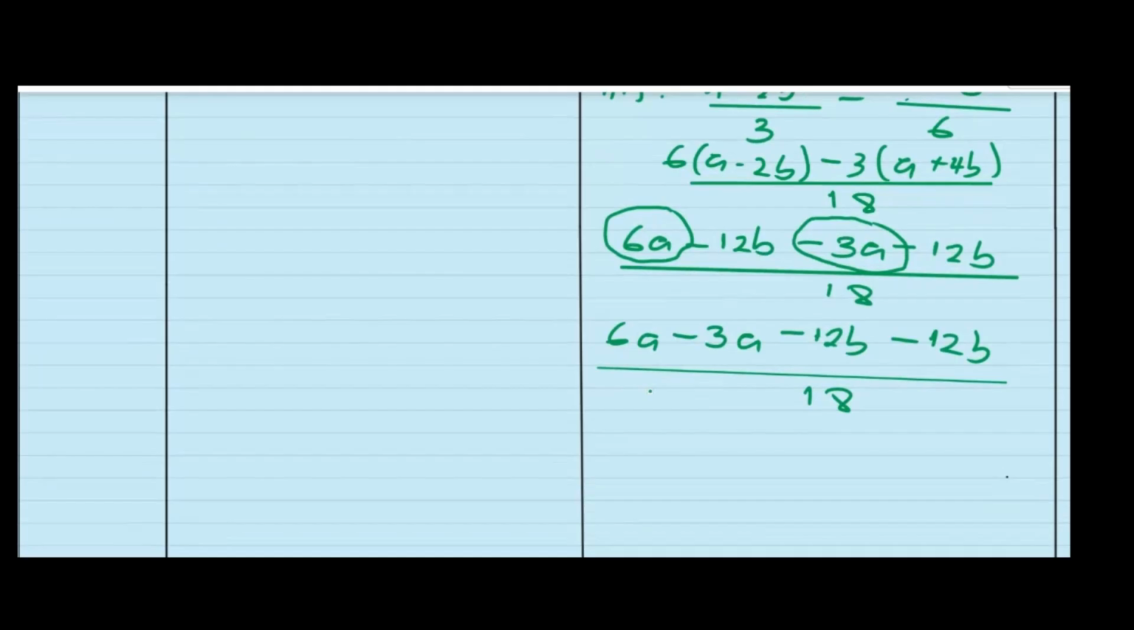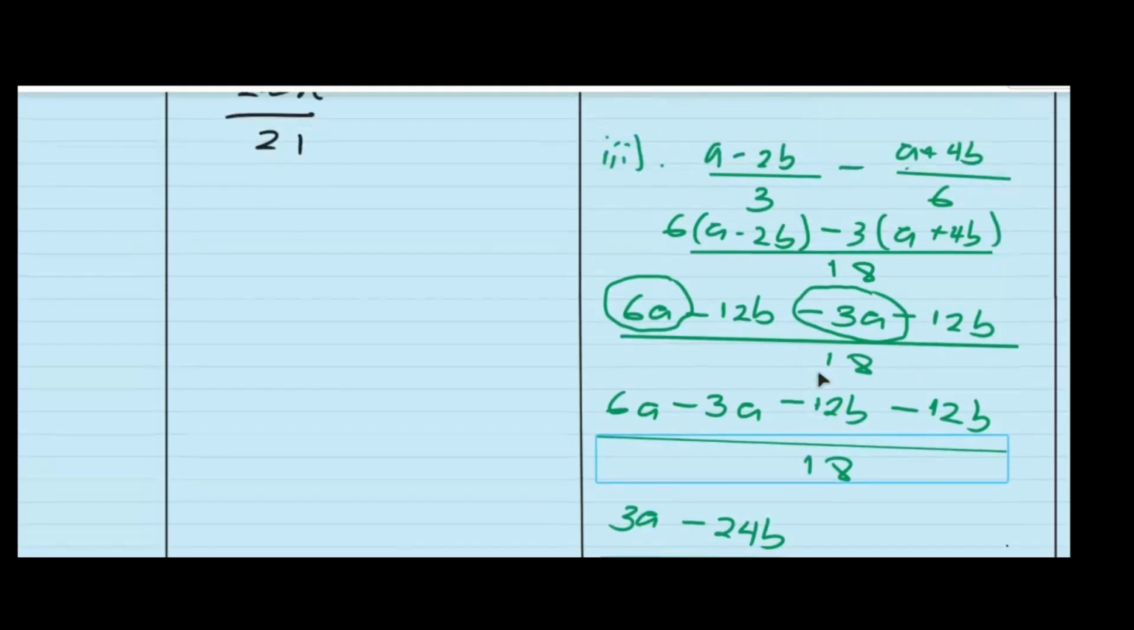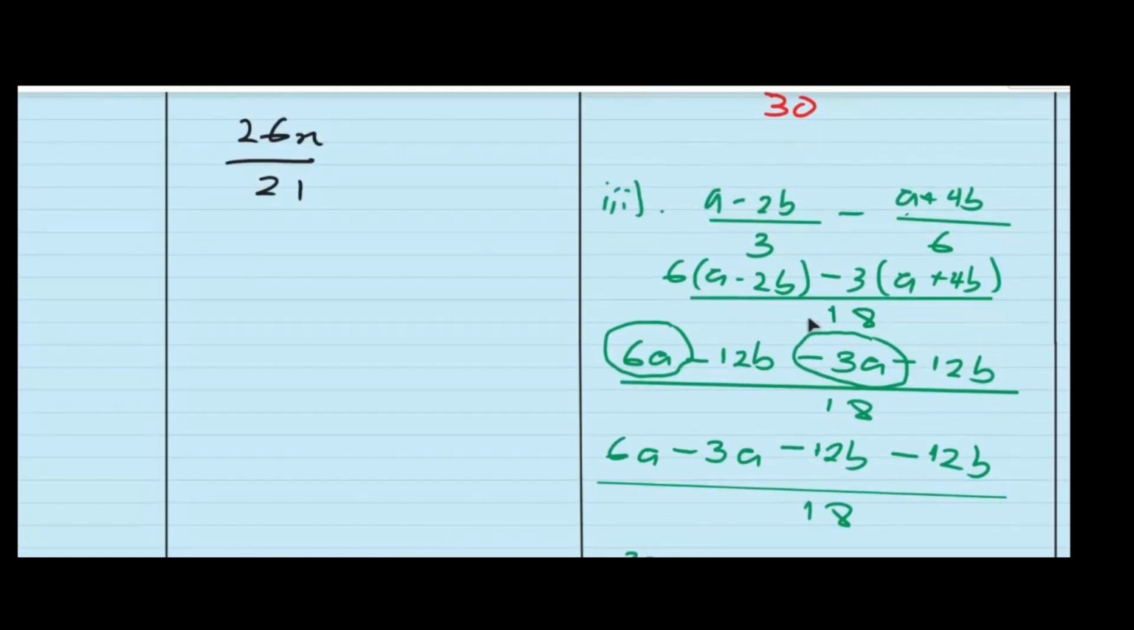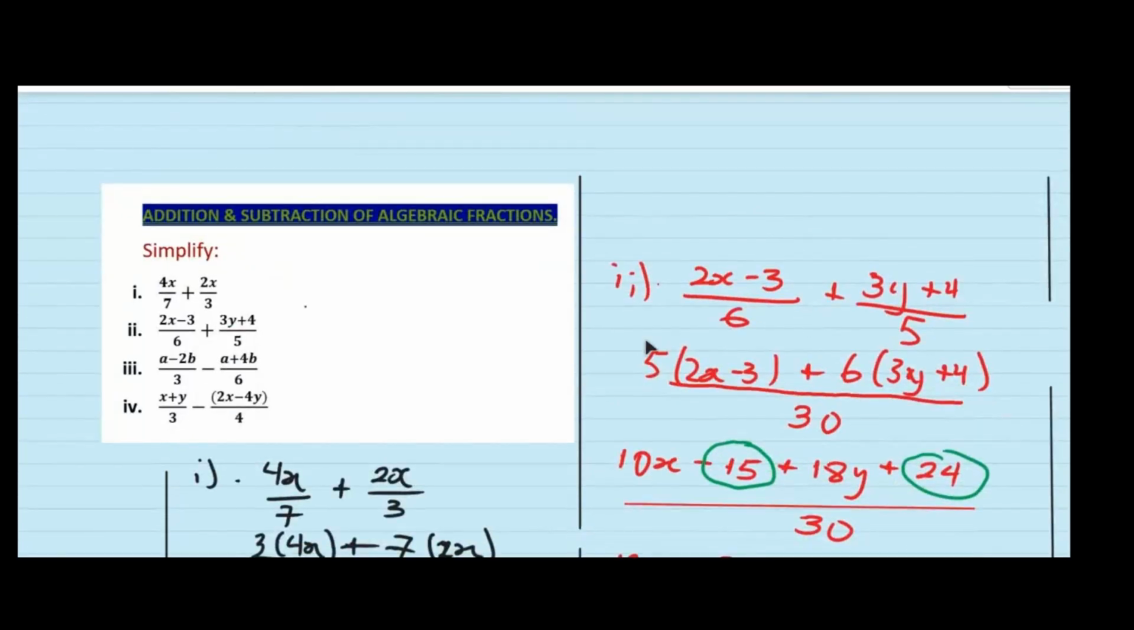Okay, so let's simplify. So 6a minus 3a, we just subtract their coefficients. So 6 minus 3 is going to give us 3. So we have 3a. And then negative 12b minus 12b is going to give us negative 24b. Don't forget that it is all over 18. So this line is not straight. Let me get it well. So that's going to be something like this. Very nice one. So that's the final answer for the II. So you can rewind the video, watch it over and over again to the best of your understanding. Then you move on to the next one.